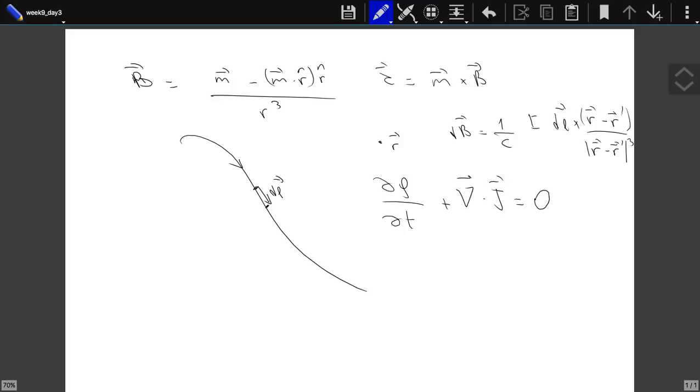So if the charges in a given region are decreasing, that is because there is a current running out of the surface, or if the charges in a given volume are increasing, that is if rho is increasing, that should mean that there is a current running into our surface. This is the expression of the conservation of charge, and this equation is called the continuity equation.